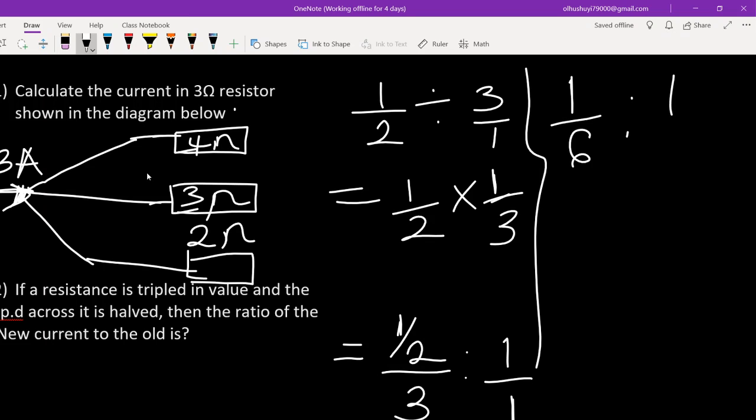Ratio 1 to 1. And to invert it, you have 6 ratio 1. Do you see it? So the new to the old will be 6 ratio 1.